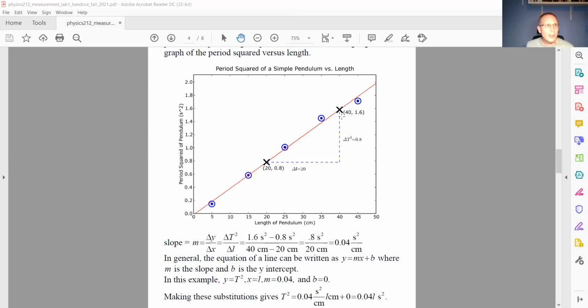Okay, now remember, the question that you're ultimately going to be asked is to come up with an equation that gives the period as a function of the length. We're going to figure it out by knowing that the period squared versus length is linear. So actually, let me jump over to the iPad to show you this. Okay, so again, what do we know? We know that when we plot period squared versus length, we get a linear fit.